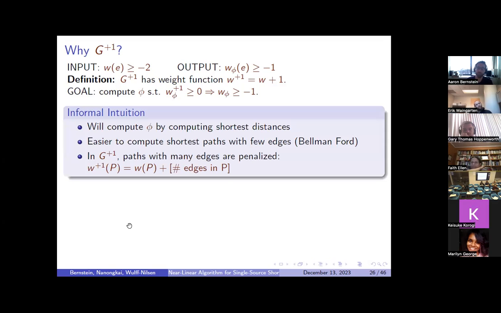Here's an informal intuition. Remember that our goal is to compute a price function by computing shortest distances. And we also said that it's easier to compute these shortest distances if paths have few edges, because then Bellman-Ford works well. So at a very intuitive level, we want our shortest paths to use few edges. And what G+1 is doing is effectively penalizing long paths, because in G+1 you're adding +1 for every edge on the path. So long paths get penalized more than short paths. And so in G+1, your shortest paths are more likely to contain few edges.